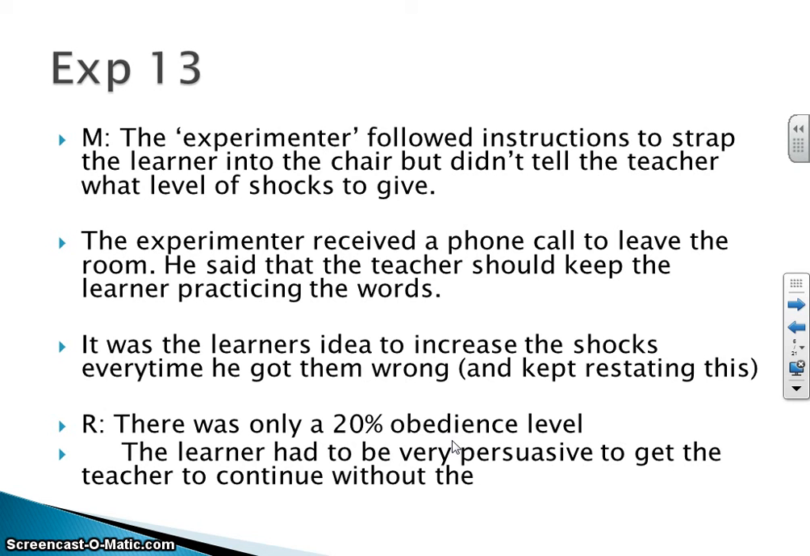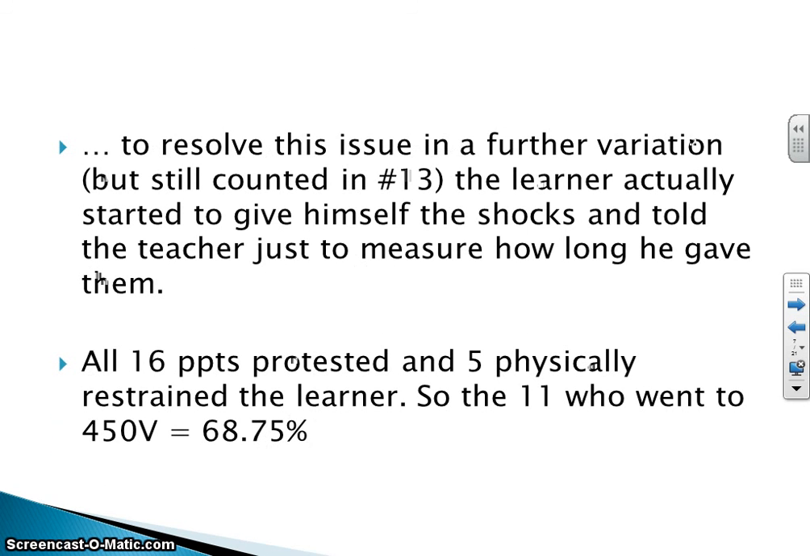The results came out at about 20% obedience levels. So 20% of people got all the way to 450 volts. The learner, Mr. Wallace, had to be very persuasive to get the teacher to continue with the procedure. He always wanted to keep dropping out, and the learner had to keep saying, yeah, you should keep going. You have to keep doing this.